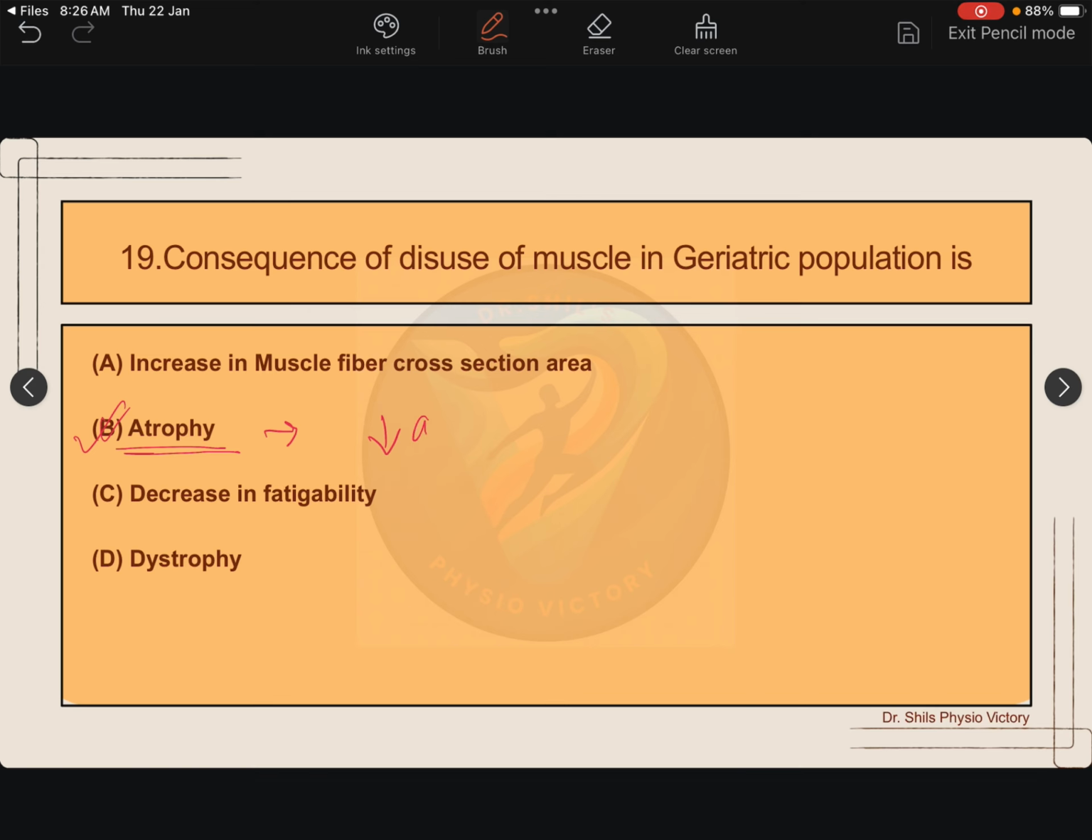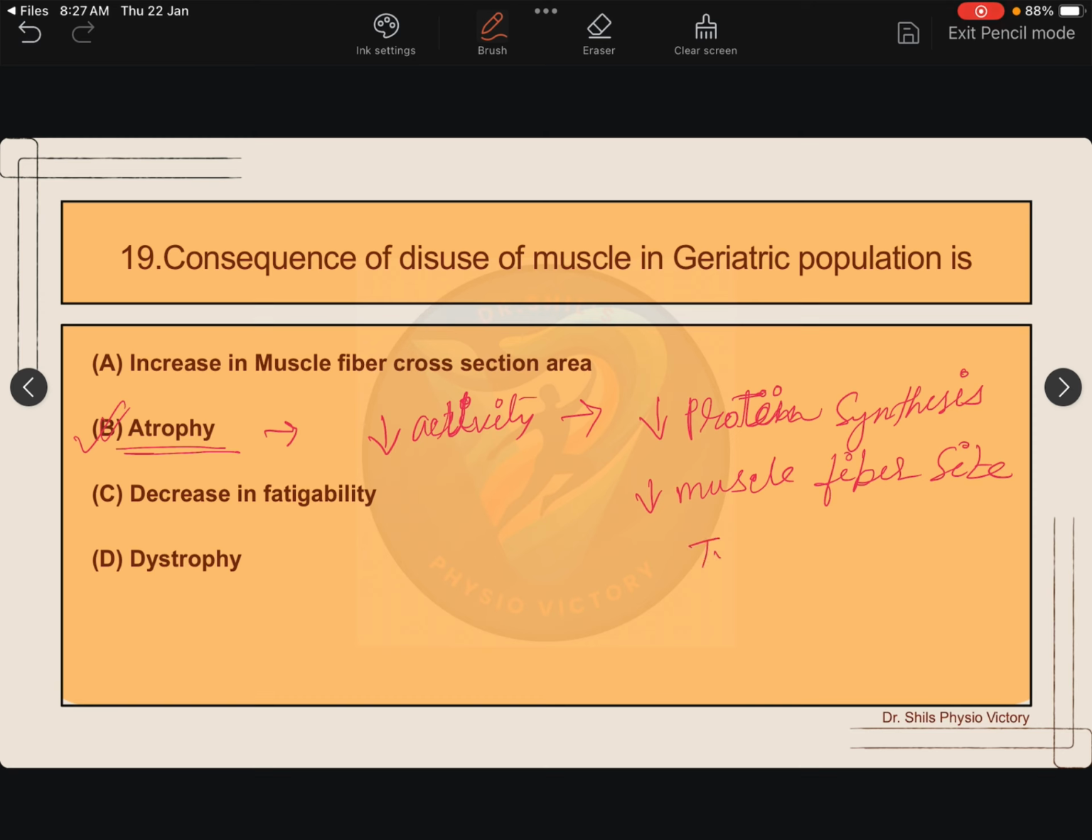because reduced activity leads to reduced protein synthesis, right, which leads to reduced muscle fiber size, especially type 2 fibers. Dystrophies are a genetic condition.